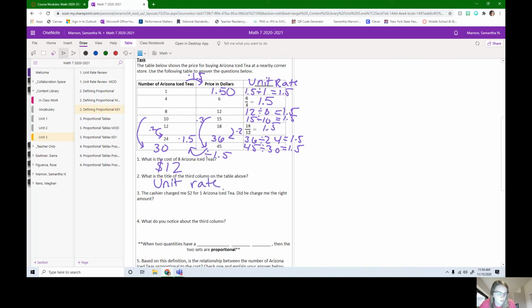The cashier charged me $2 for one Arizona iced tea. Did he charge me the right amount? If we look, we said one Arizona iced tea costs $1.50. So no, he should have charged $1.50.